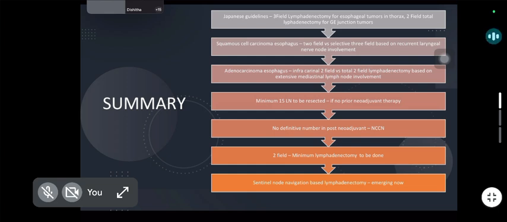So minimum 15 lymph nodes should be resected if no preoperative neoadjuvant therapy is given. And after neoadjuvant therapy, we don't know what is the definite number of lymph nodes that should be removed. And 2-field is the minimum lymphadenectomy that should be done. And sentinel node navigation based lymphadenectomy is still an emerging topic. Okay.